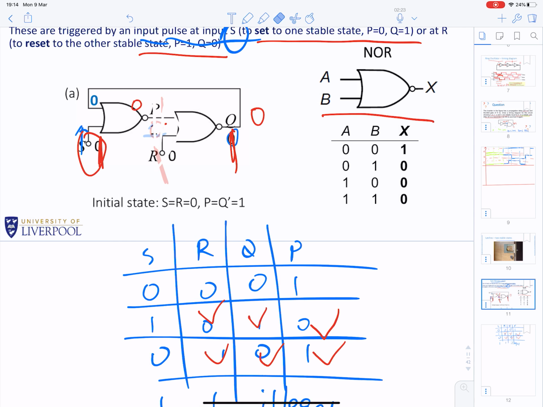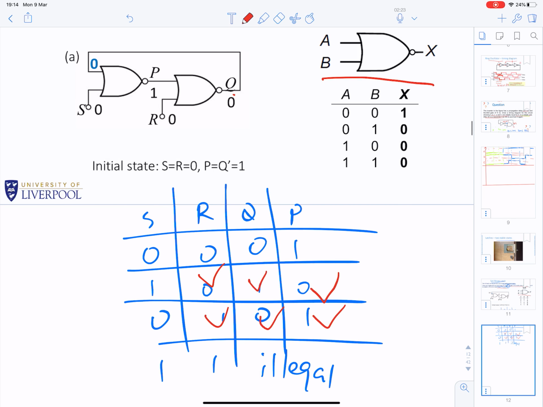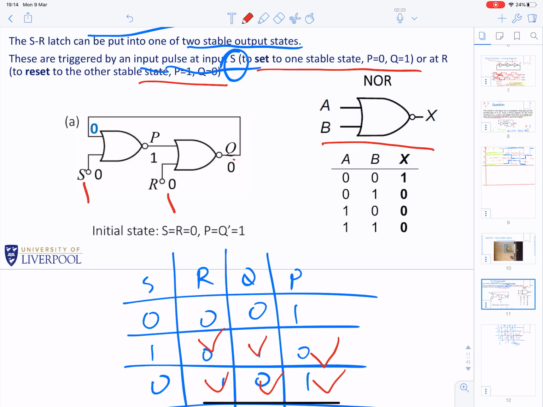The thing is very simple. What if it's 1 1? So S is 1, this is 0, which means that this is going to be 0, and this is 1, and R is 1, so this is going to be 1. Just a moment. So what if S is 1, R is 1? They are going to give a 1 here and a 0 here. 0 comes to here.